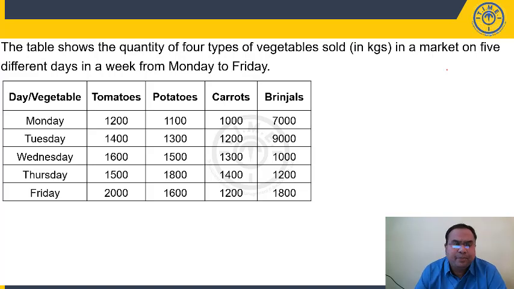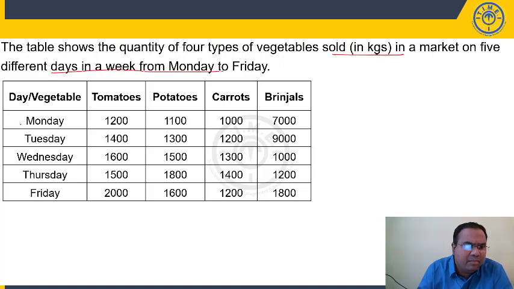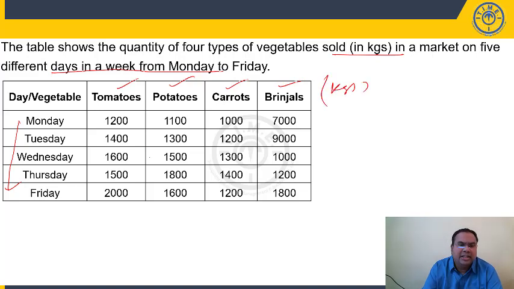First, let us look at the data. The table shows the quantity of 4 types of vegetables sold in kgs in a market on 5 different days in a week, from Monday to Friday: tomatoes, potatoes, carrots, brinjals. So for tomatoes, Monday 1200 kilo, Tuesday 1400 kilo, Wednesday 1600 kilo. Similarly, potatoes, 1100 kg sold on Monday, 1300 kg sold on Tuesday, and so on.